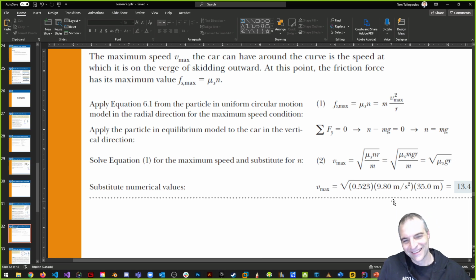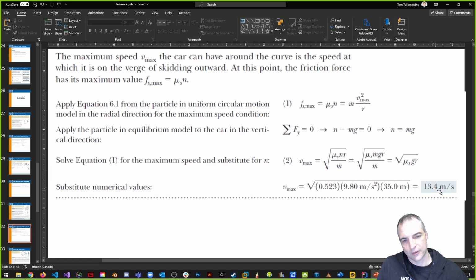When we sub in our values, we substitute mu, 0.523. By the way, in Greek we call it mu, but mu for science and physics. 9.8 meters per second squared for the force of gravity on Earth, closer to the ground. 35 meters is the radius, right? We sub in all the values we know. And then we're left with, when we take the square root of those values, 13.4 meters per second as the velocity, or the maximum speed, as we whip around the curve.